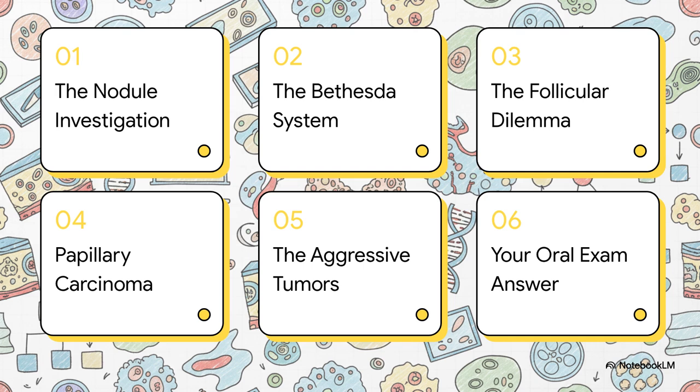So here's our game plan. We'll kick things off right where the case begins, with that first investigation of a nodule. Then we're going to decode the pathologist's secret language, the Bethesda system. After that, we'll tackle the infamous follicular dilemma and lock in the key features of the big cancers. We'll even cover the really nasty ones before we wrap it all up with that perfect, polished answer for your oral exams. So let's jump in.